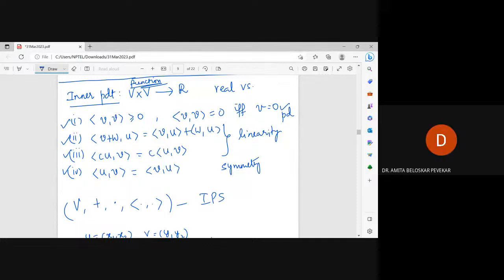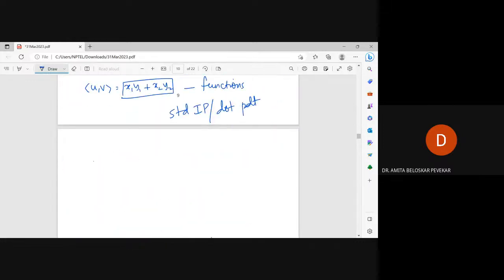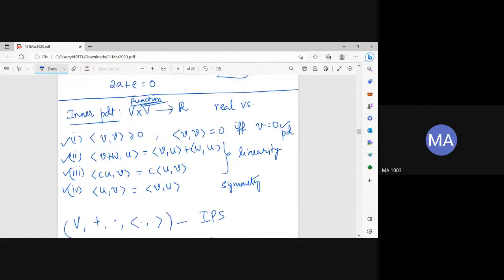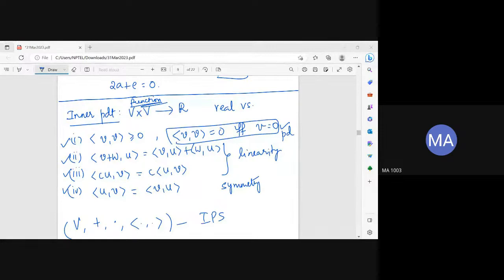Ma'am, when we check positive definiteness, in the end we get an equation like x squared plus y squared, so we find it is greater than or equal to zero. But then again we have to prove that it is also equal to zero only when v is zero, then that condition is satisfied. You have to verify both. When you put v equal to zero, if you're already getting greater than or equal to zero, good. When you put it equal to zero, you should be able to show that all the terms become equal to zero, meaning x, y, and all that.